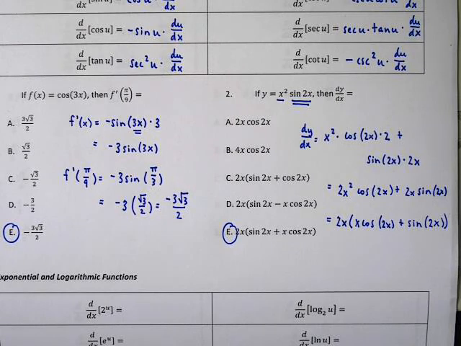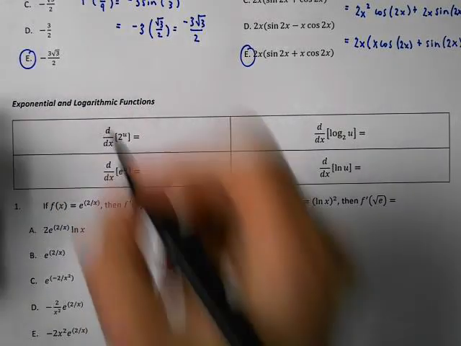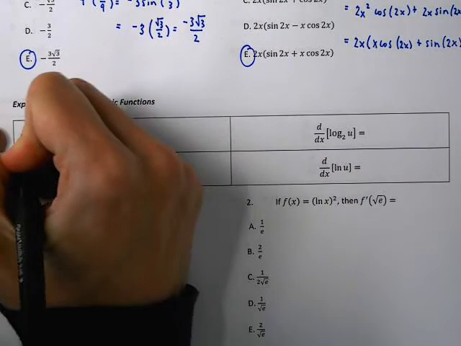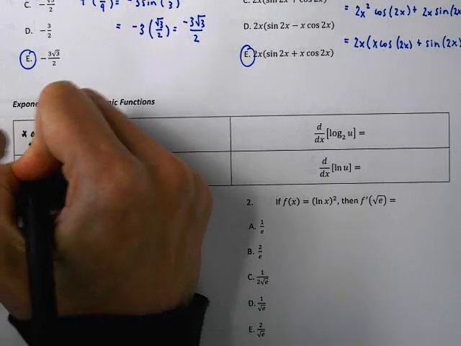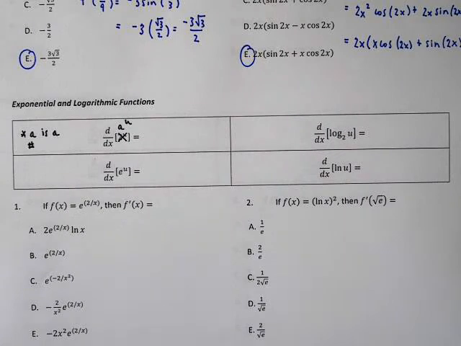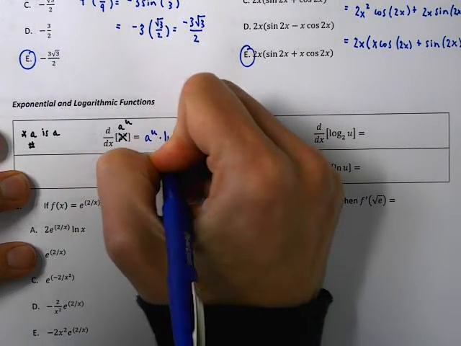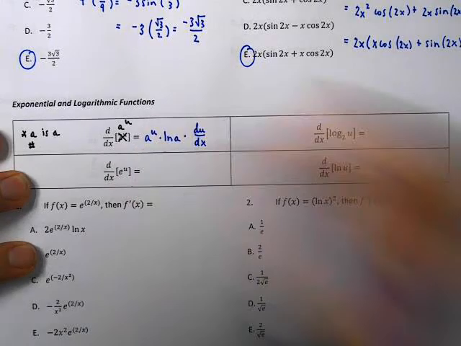Okay, next we have our exponential and logarithmic functions. Now I want to change this a little bit. Instead of being 2 to the u, I'm going to make this the derivative of a to the u. And I'm just going to make a note that a is a number. That could be 2 to the u or 3 to the u, but I'm going to use a to generalize this. So then my derivative here is going to be a to the u times the natural log of a, and then times du dx if I have any chain rule going on.